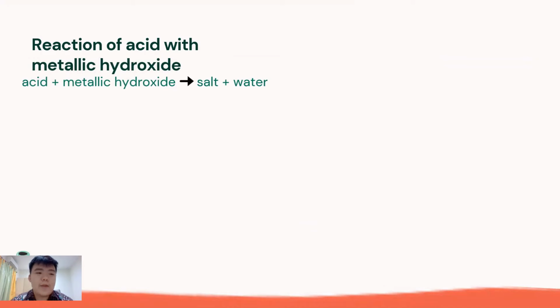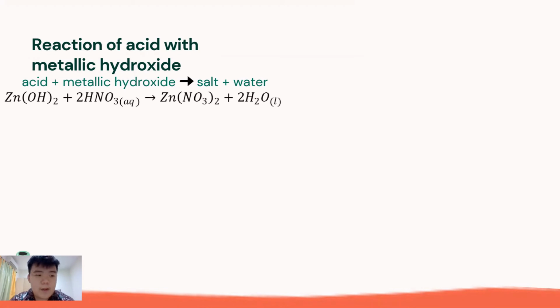Reaction of acid with metallic hydroxide. When a metallic hydroxide reacts with acid, it will also yield salt and water. For example, if we react zinc hydroxide with nitric acid, it will yield zinc nitrate and also water.